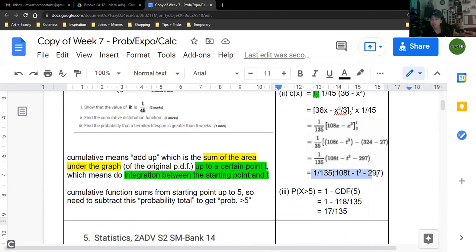Again, with the previous function, whatever number you substitute in, it's all the probabilities up to that number. So if we take a sum of all the probabilities up to 5 and take it away from 100%, that gets you the remaining probability greater than 5. So you can see the math is quite simple, it just requires you to understand what a CDF is and then using it to get part 3.